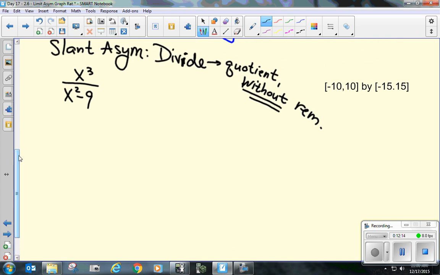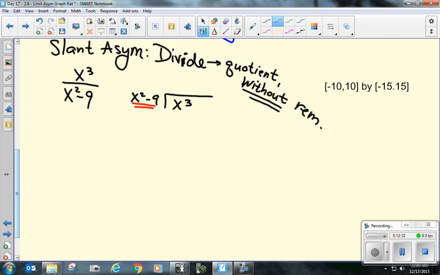Okay? I've got x squared minus 9 going into x cubed. Can I use synthetic division? No, this has to be linear. This one has to be linear. That's like a 1x plus, so I can't. So I've got to use long division. You know what? It's not as bad as it looks right now.